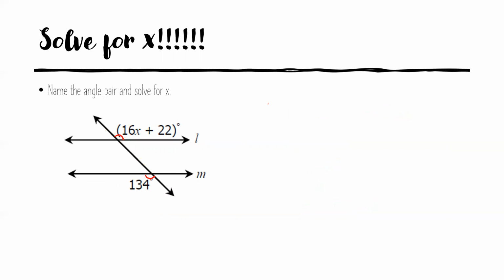So that means that these are alternate exterior angles. So what do we know about alternate exterior angles if my two lines are parallel? They are also congruent. That means that they are also equal to each other. So whatever the measurement of this angle is should be equal to the measurement of this angle here. So that means that 16x plus 22 should equal 134.